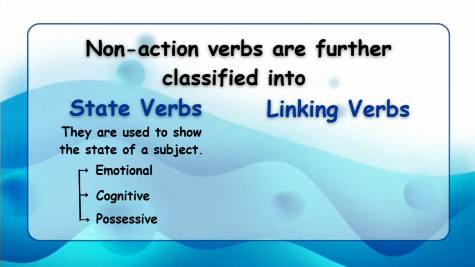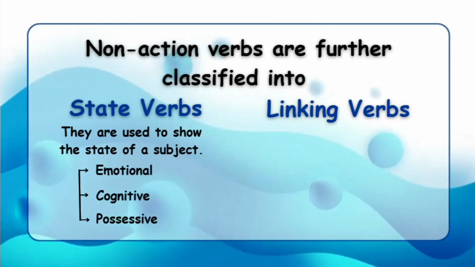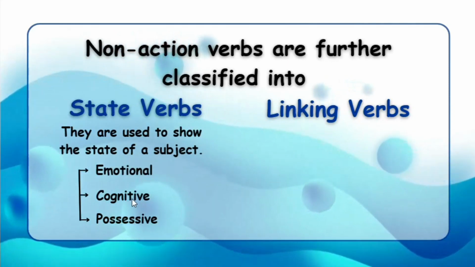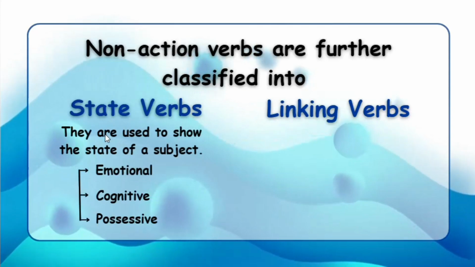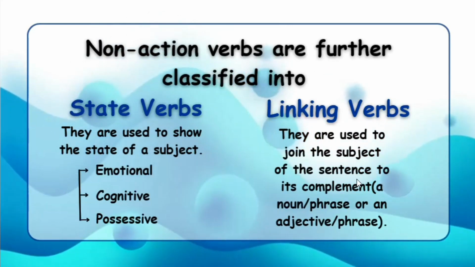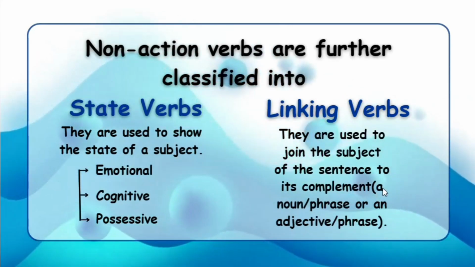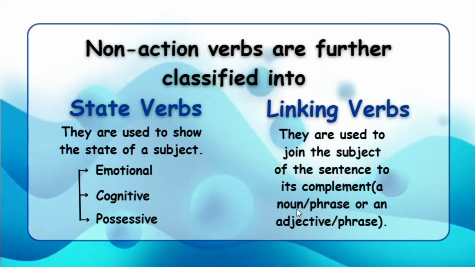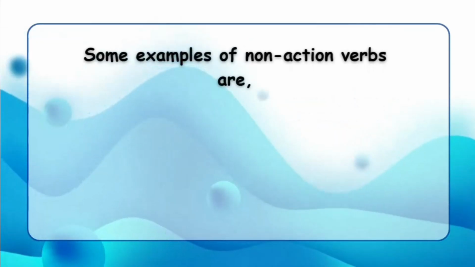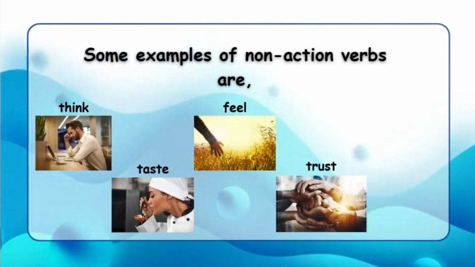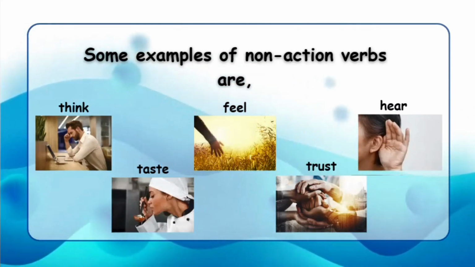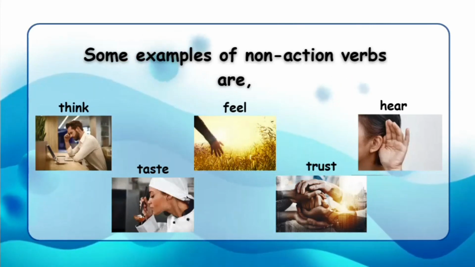State verbs are used to show the state of the subject of a sentence, right? For example, if you talk about the emotion of the subject or his mental state or his possession, you will use a state verb. And linking verbs are used to join the subject of the sentence to its complement. A complement means a noun or noun phrase or an adjective or adjective phrase. Some examples of non-action verbs are think, taste, feel, trust, and hear. All these words are verbs, but you do not find any physical action in them.